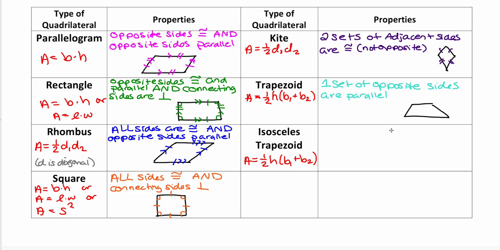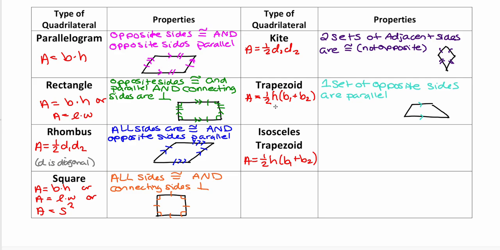So this one has only one set of opposite sides that are parallel, not all opposite sides. So we have to look to see which set would be the parallel. And on the coordinate plane, you would do that with the slope. So on this one, generally it's going to be the two, that's what we call the two bases. So the bottom base is going to be parallel to the top base.